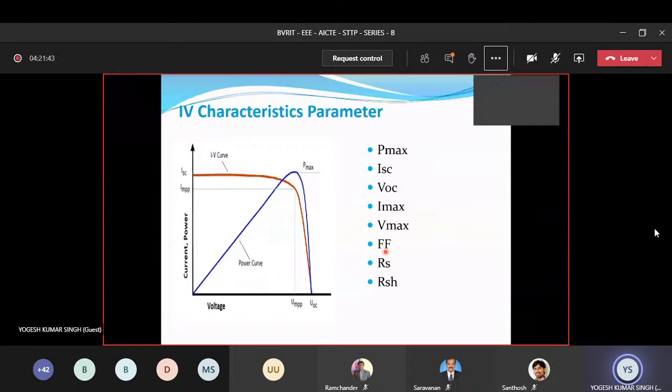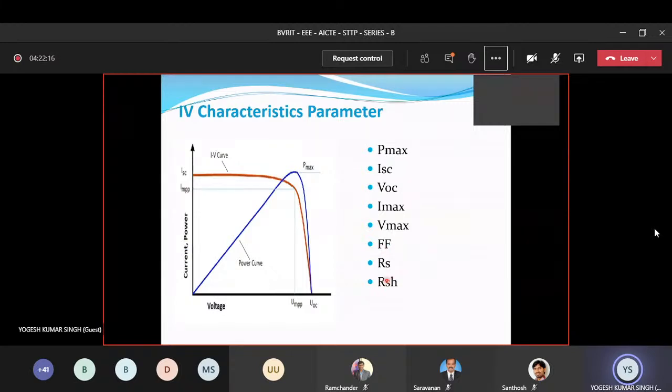Whenever you choose a good quality module or cell, your fill factor value will lie around 0.7 to 0.9. That means if your fill factor value is around 0.7 to 0.9, your module will work in a very sophisticated way. So this is the major condition. With the help of the fill factor, you can also determine whether your module quality is good or bad. If your fill factor value lies between 0.7 to 0.9, it means your module is working in a very good condition.